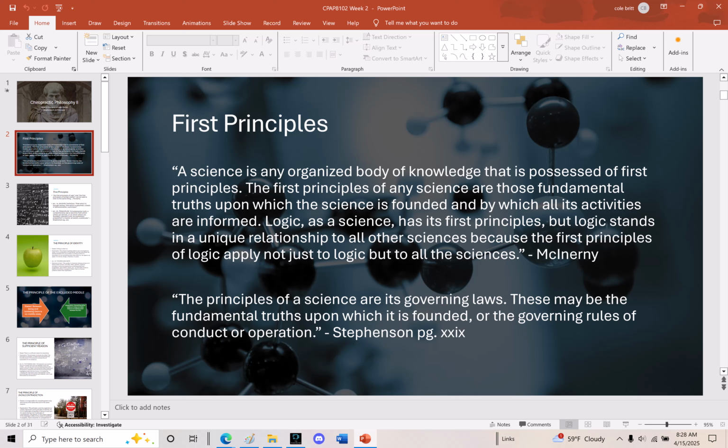If I asked you to think of a science, what would you come up with? Think of a science, any science. What would you come up with? You guys, give me an example. Biochemistry. It's a great example.